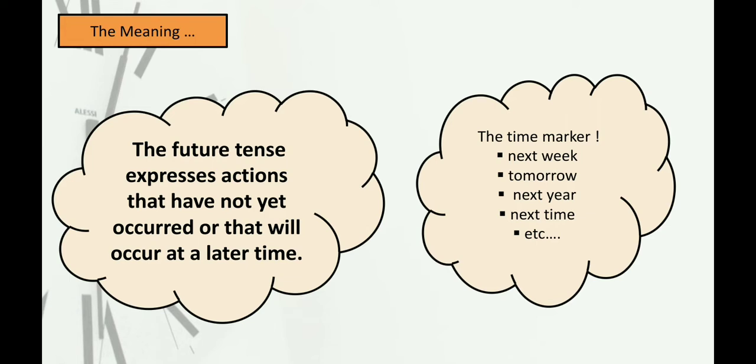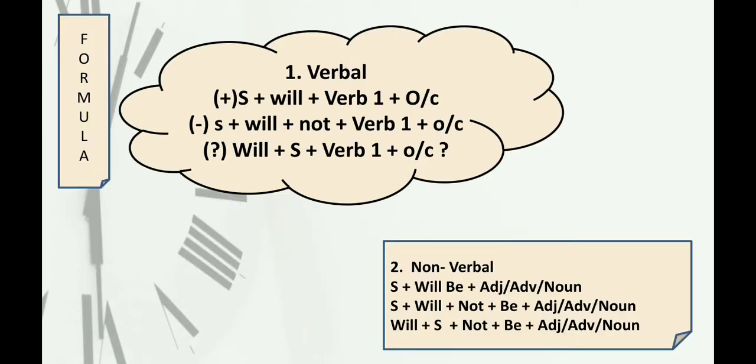Now we move to the formula. Okay, let me see here. All of the tenses in English must have a formula. Jadi semua tenses dalam bahasa Inggris itu pasti mempunyai formula atau rumus. Kenapa? Formula ini atau rumus ini adalah yang kita gunakan ketika kita ingin menyusun sebuah kalimat based on the situation.